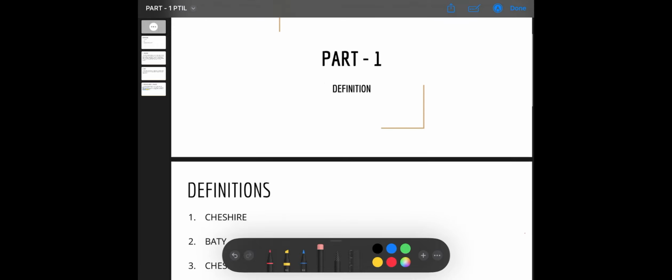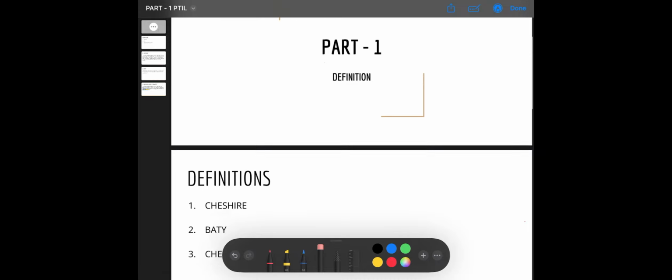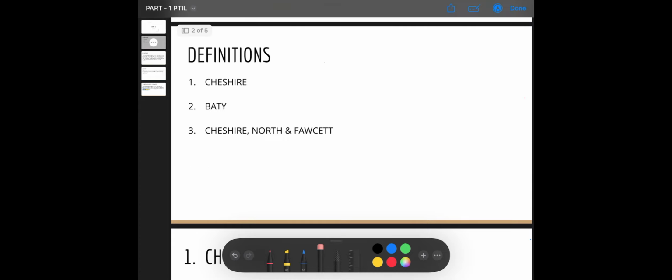So in today's video, that is part 1 definition video, we will be seeing the definition of private international law. There are mainly three important definitions given by three people for private international law. I mean four people. One is a collective definition by Cheshire, North and Fawcett. The other two definitions are by Batty and Cheshire.